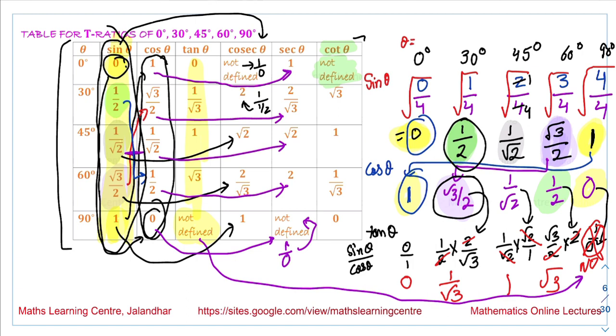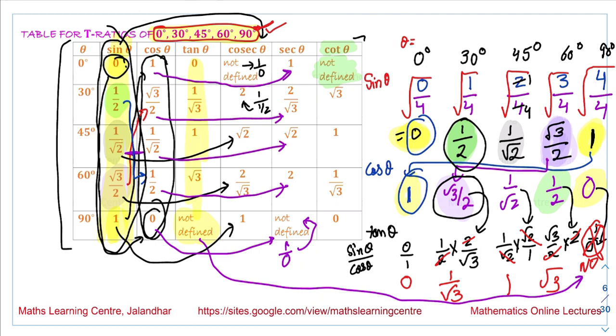There are tables available, or you can use the calculator to find the trigonometric ratios of any angle between 0 to 90, but right now in this chapter we are more interested in these angles only. It is easier to remember these angles and to do the calculation. So in this chapter or in this class we are talking about, we are more interested in these particular angles.